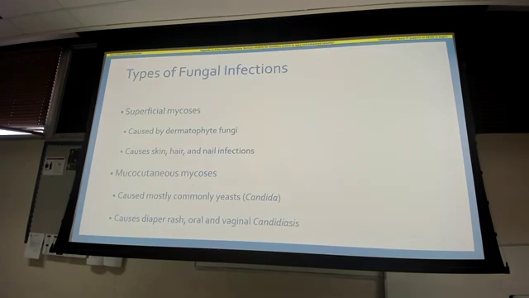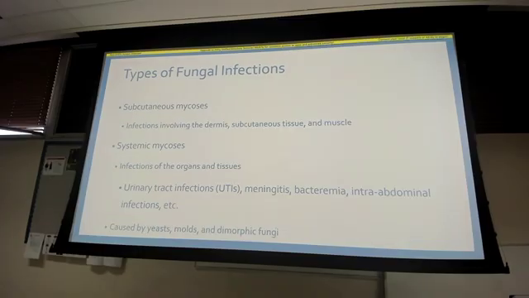So with our fungal infections, we have different types. We have superficial, and this is caused by dermatophyte fungi. Think of this as more superficial, so it's going to be infections of the skin, hair, and nails. And then we have mucocutaneous mycoses. So this is going to be more so diaper rash, oral candidiasis, or vaginal candidiasis. We also have subQ mycoses, and that's going to be more so involving the skin with the dermis, subQ, and the muscle.